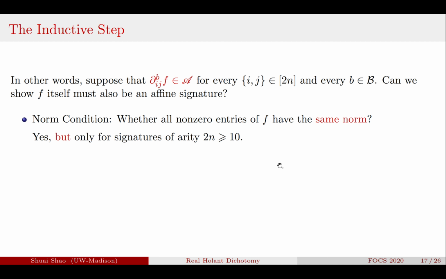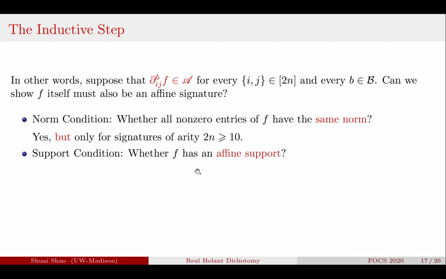For signatures of arity exactly 8, there do exist signatures which are not affine, and whose non-zero entries have different norms, such that by merging them using biobinary signatures, we always get affine signatures. But for this signature, we can use it to realize some hard signature directly, so we can get the sharp-P-hardness directly.